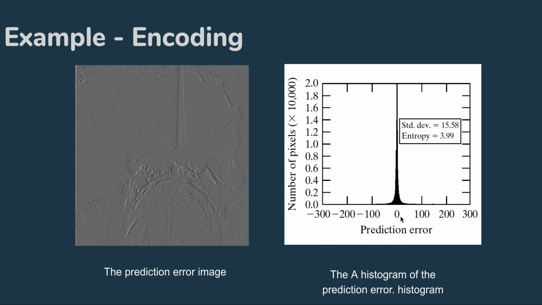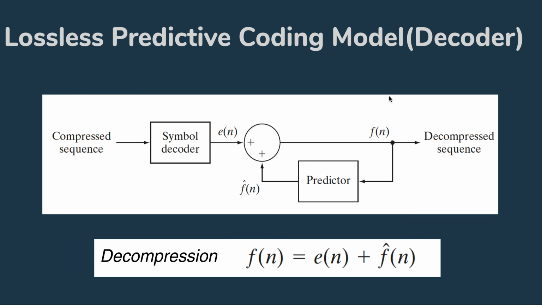Now we will look at how the decoder is working. The decoder is just the opposite of the encoder. Once we have the compressed sequence, we have to use the symbol decoder, such as Huffman decoding or any other kind of decoding process. Then we will get the error value only. Once you have the error value, we use the output f of n to get the prediction f hat of n. So we have to sum the E of n, the prediction error, and the predicted value f hat of n to get the original value f of n, the decompressed sequence.